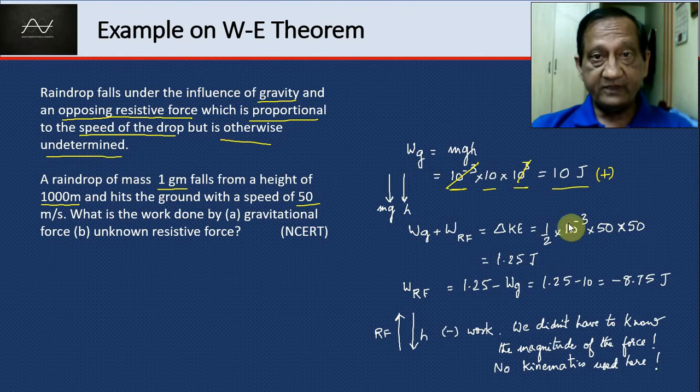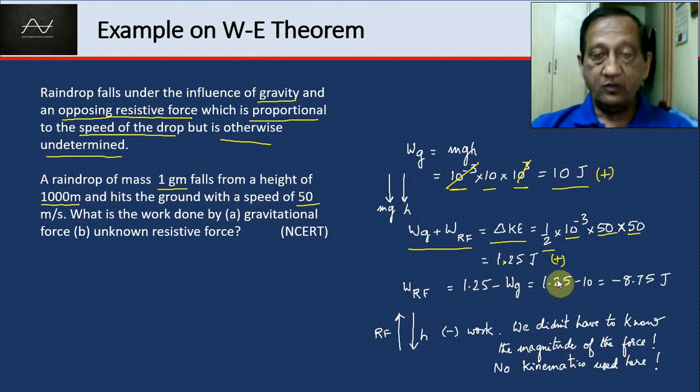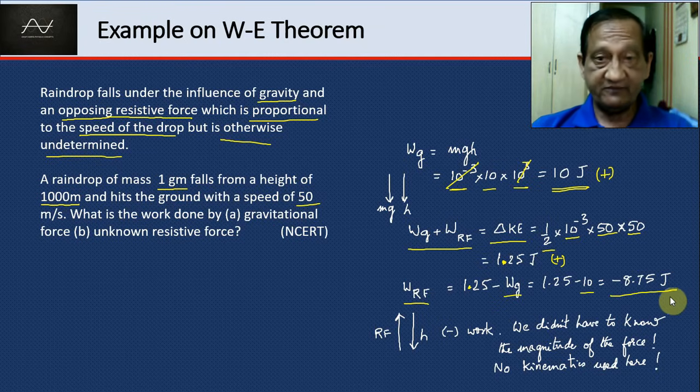But applying work energy theorem, work done by all the forces is equal to the change in kinetic energy, which is again half mv square. We get 1.25 joules. Work done by gravity is 10 joules, but the change in kinetic energy is much smaller. So from this equation, work done by the resistive force is 1.25 minus work done by gravity, which was 10, so we get minus 8.75.